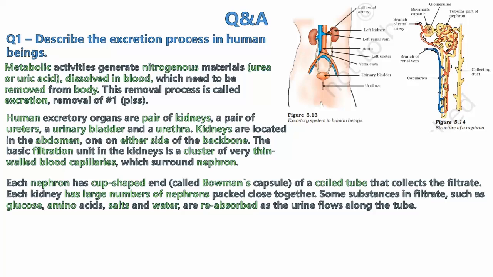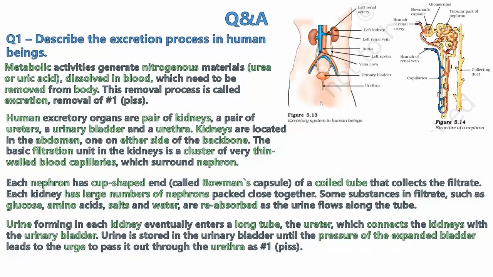Some substances are filtered, and anything which is of use is absorbed, like glucose, amino acids, salt, water. Whatever can be absorbed is reabsorbed, and the rest flows out as urine into the ureter, which is the long tube. Urine formed in each kidney eventually enters a long tube, the ureter.